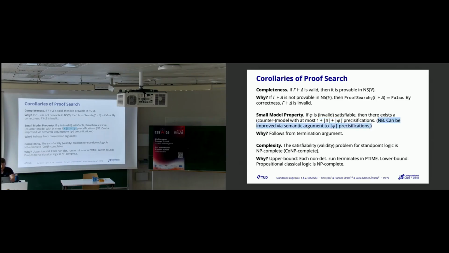This small model property can actually be improved via semantic arguments. So one can show that in propositional standpoint logic, in order to satisfy a formula or falsify a formula, you only need a model with, at most, size of phi many precisifications, where this is the formula that you're trying to show satisfiable or invalid. And as I said a few times already, the complexity of this algorithm is coNP, which means the validity problem is in coNP, and the satisfiability is in NP.